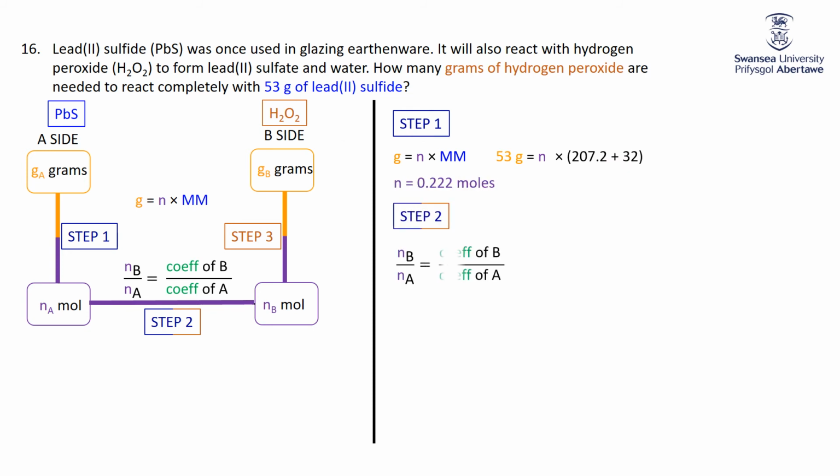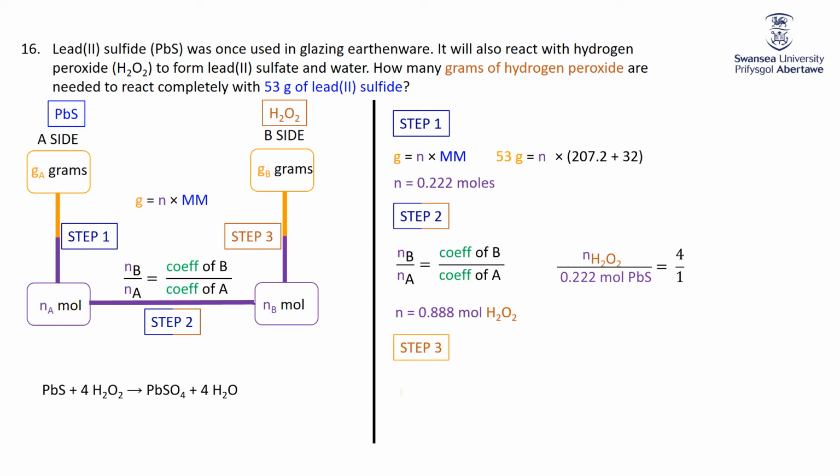Step 2, we of course now need the coefficients of a balanced chemical equation. So here's the balanced chemical equation for you right here. PbS plus 4H2O2 goes to PbSO4 plus 4H2O. As promised earlier, I'm not going to balance the things step by step. You can work out how to do it quite easily yourself. But anyway, the ratios there, H2O2 is 4, PbS ratio is 1, so 4 to 1, and so we have 0.888 moles H2O2. Finally, convert that to grams, and we get 30.2 grams.